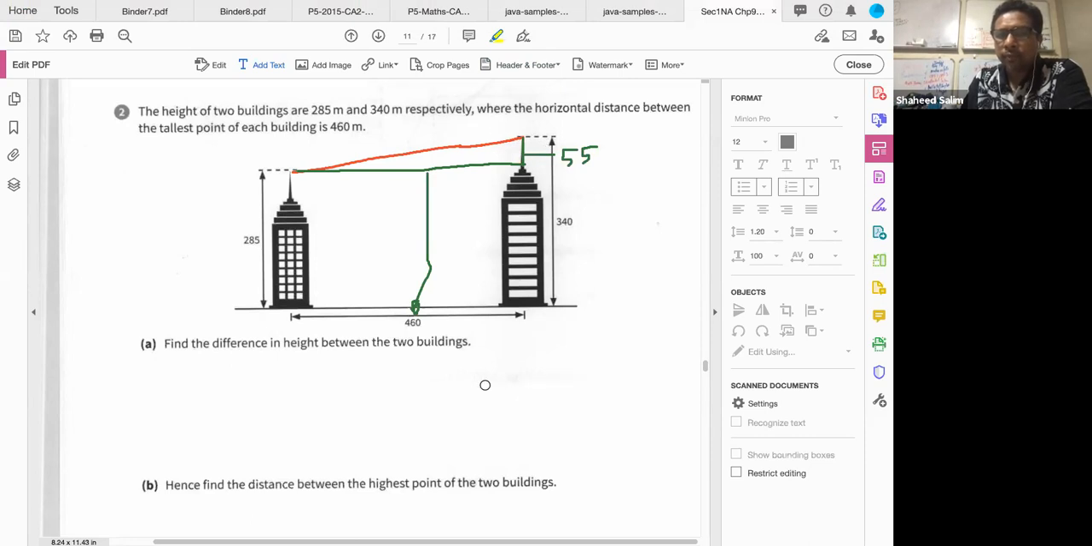So actually, they are just giving you a triangle like this. This side is 55. This side is 460. And they're asking you to find out what this is. That's all. You get it, Anna? It's a right angle triangle, because this is to the ground and this is 90 degrees.